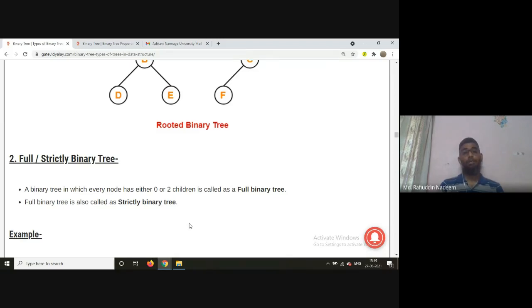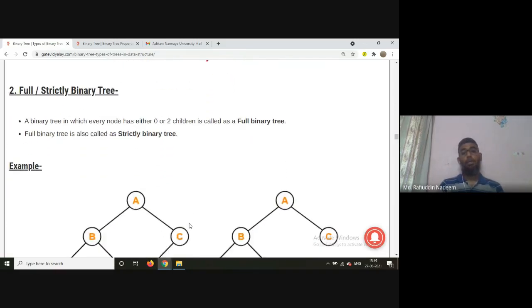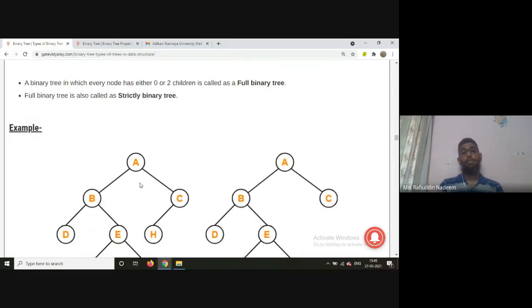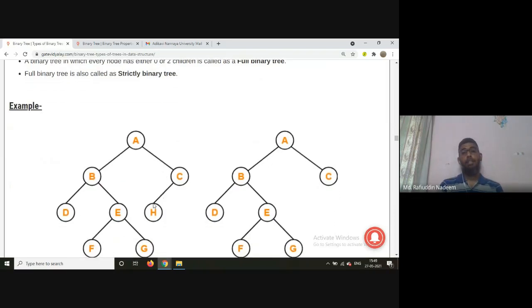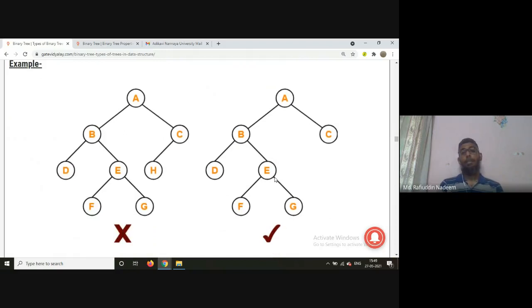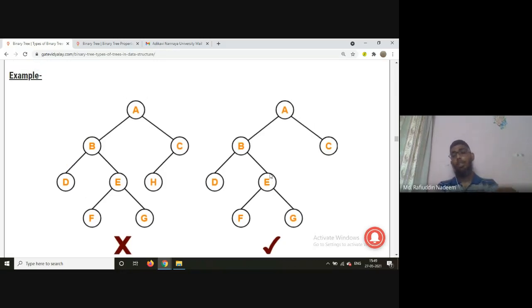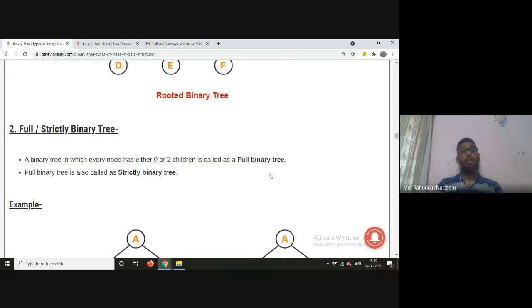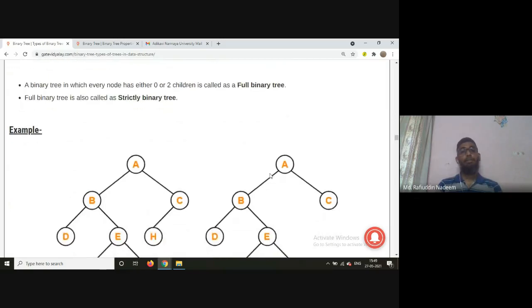It is mandatory. For example, observe here: you have A, B, and C. C has only 1 child, so it is not a strictly binary tree or full binary tree. Whereas in this tree, A has 2 children, B has 2 children, and E has 2 children. Either 0 children or 2 children, it should not have 1 child. Such a binary tree is called a full or strictly binary tree.